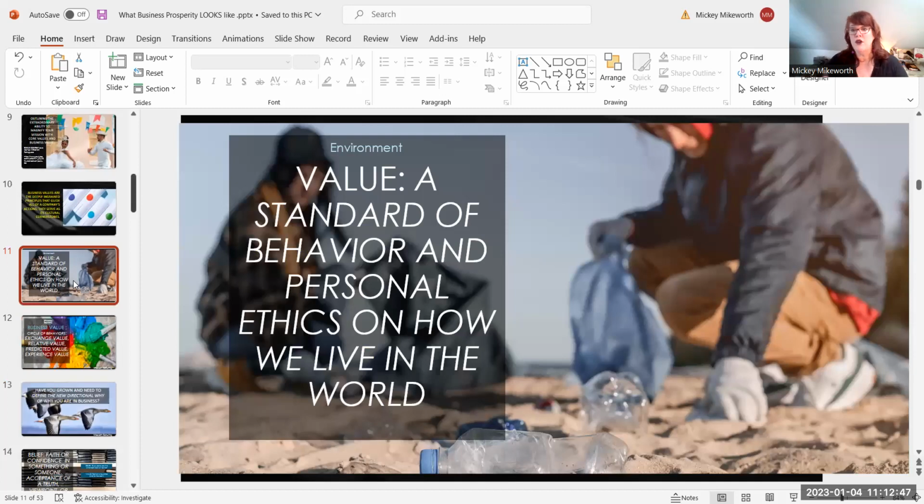So that's where you're also looking at how you as the leader use your personal values, your standard of behavior, your personal ethics on how you want to live in the world. In the prosperity business model for small business, this is the environment. And the other day I was having a conversation with a tech firm on culture, and they were saying, well, the culture is what makes the environment. And I said, no, it's the other way around. The environment makes the culture.